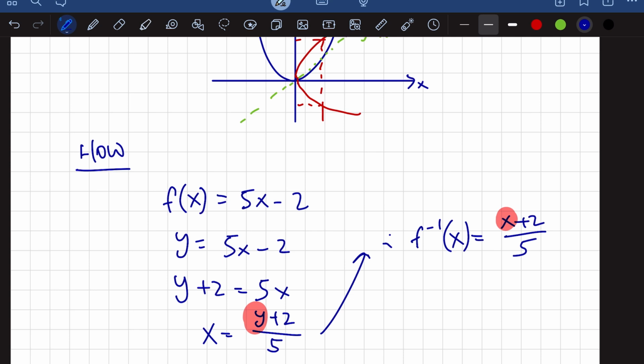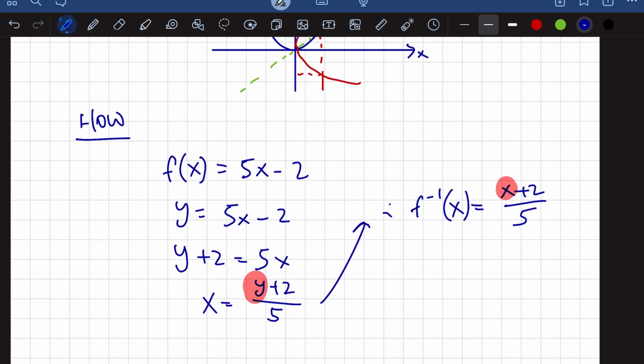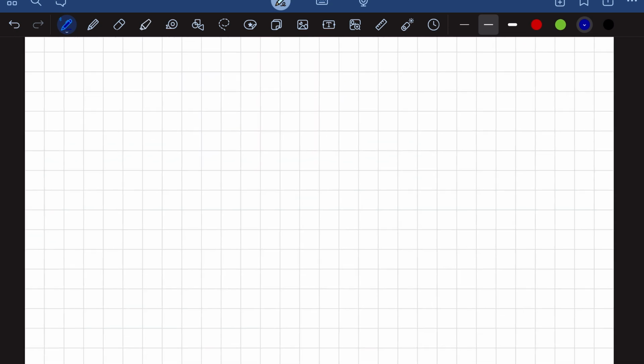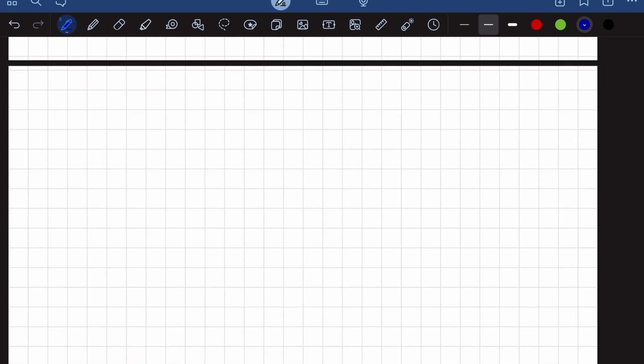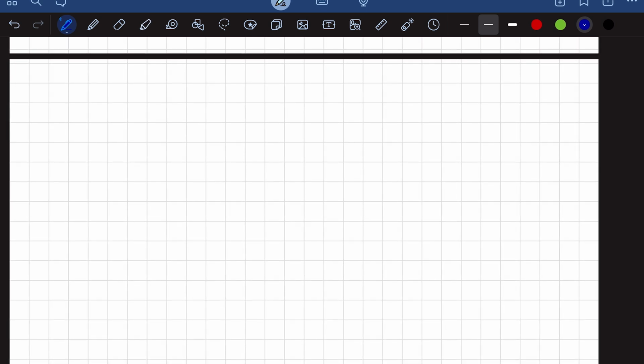Now, there are other situations as well. Let's look at another example, especially with a quadratic graph. How do you inverse a quadratic function? All right, let's look at this example. Now, let's say f(x) equals x squared plus 10x plus 24.